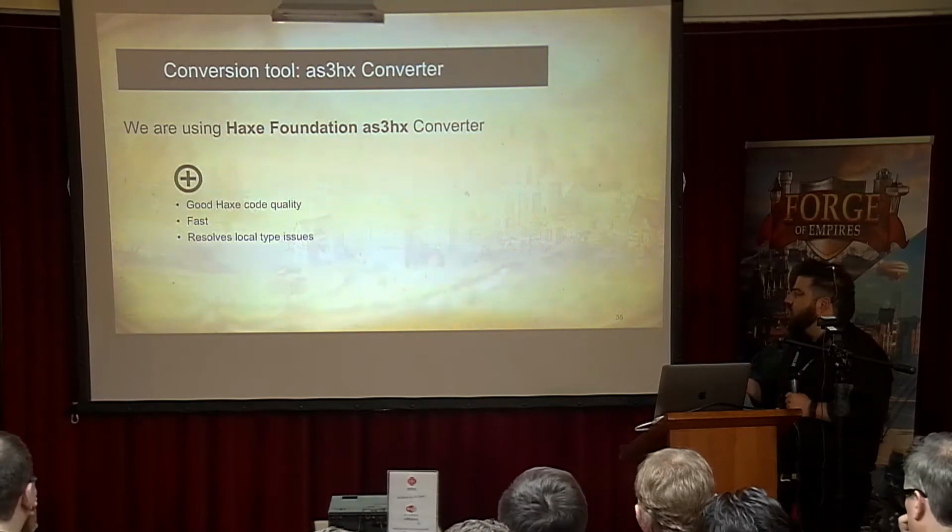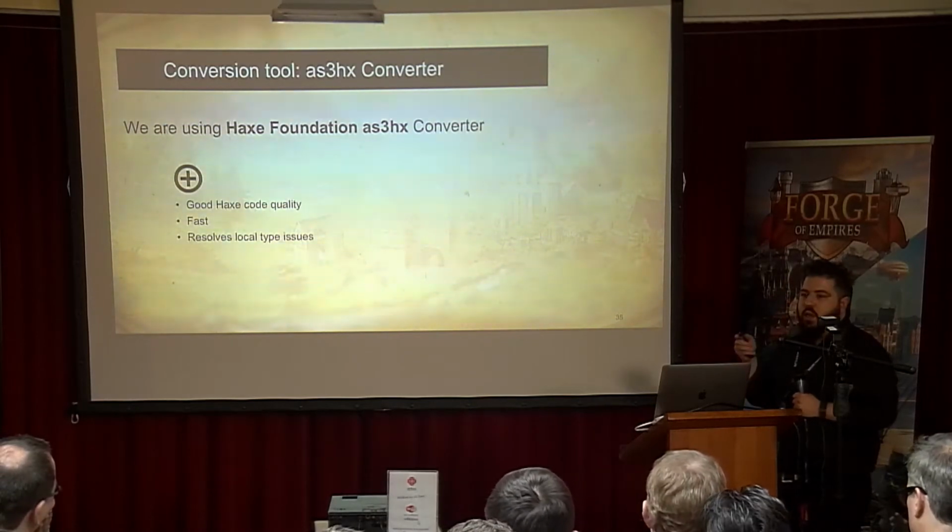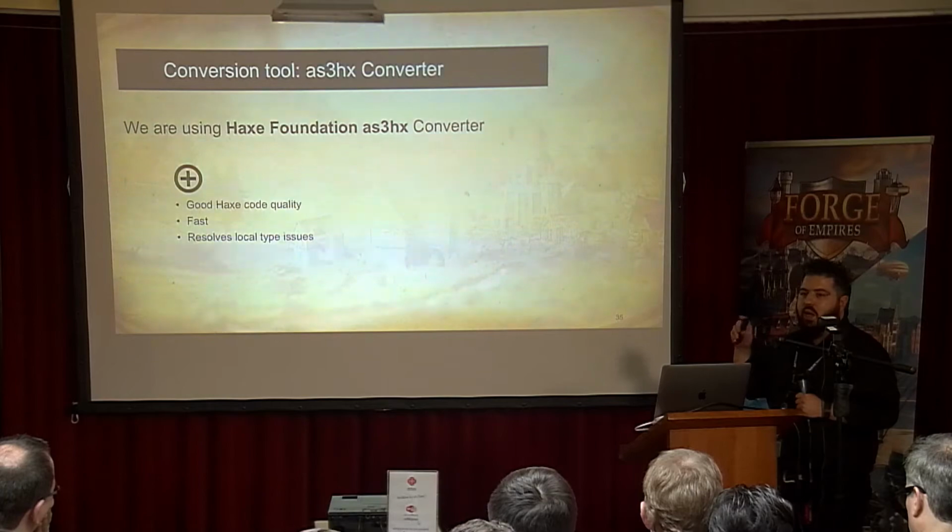It is fast, especially if you use the C++ version. Don't use the Neko version. Compile it to C++ and use the C++ version. It can resolve local type issues, variables and methods that you have in your class. You will know exactly how to deal with the types. It's highly configurable through XML, which is also quite good. And yeah, it's open source. You can extend it, manipulate it however you want. This is definitely one of the biggest points of it.